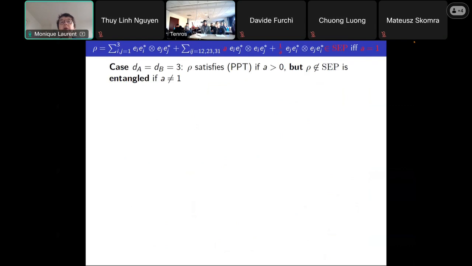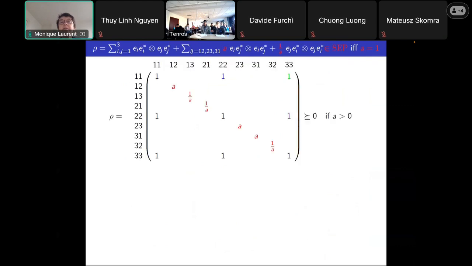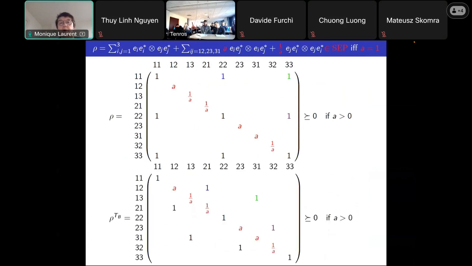And here was another example of a matrix. This is a case where the two dimensions are equal to 3, and this is a rho which is positive semi-definite. There is a parameter A, and the matrix here is positive semi-definite for any A strictly positive. If you do the partial transpose, which I encourage you to try at home, then you get a matrix which is also positive semi-definite for any A strictly positive. So the PPT condition holds for this rho for any A strictly positive.